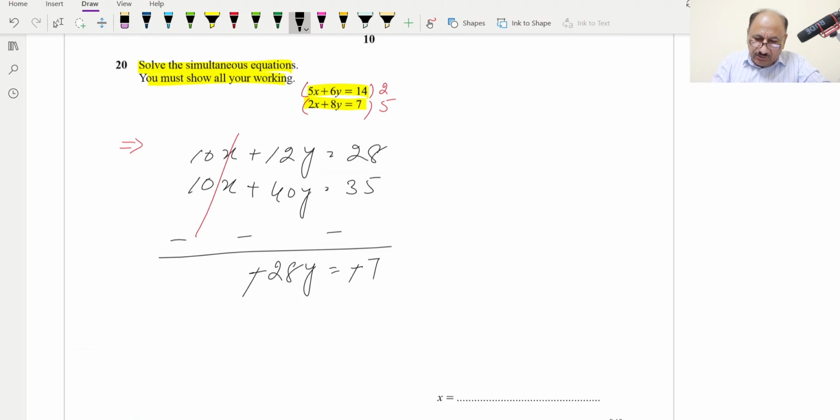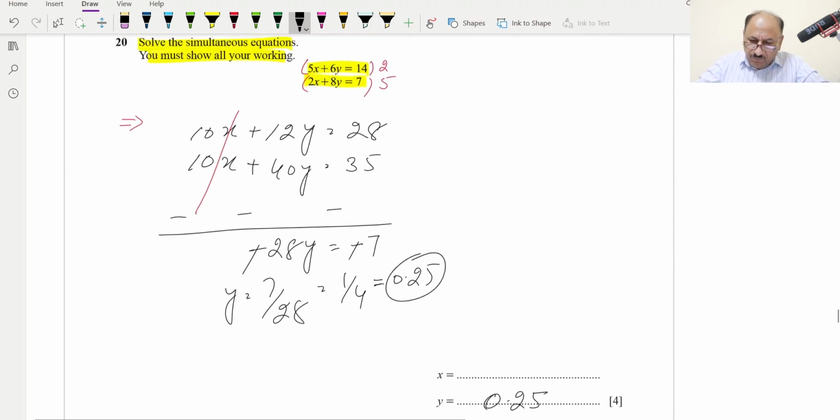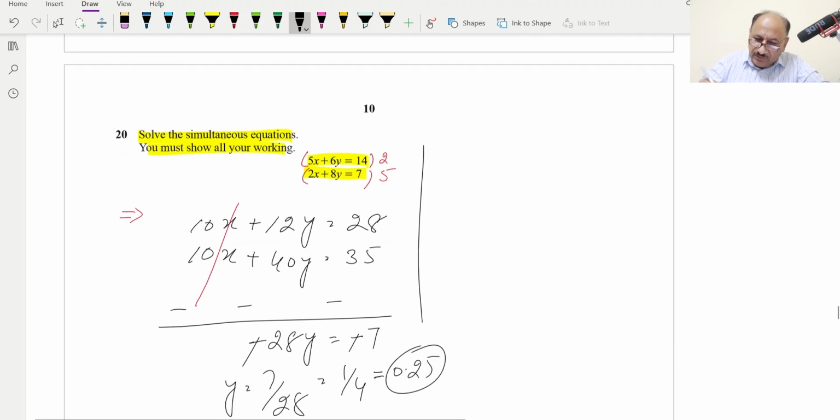Minus will be cancelled, so y is equal to 7 over 28, which is equal to 1 by 4. So y value will be 1 by 4, or we can write it as 0.25. So y value will be 0.25, which we can provide over here. For x value, we will be replacing value in any of these two equations. I am replacing in equation 1.